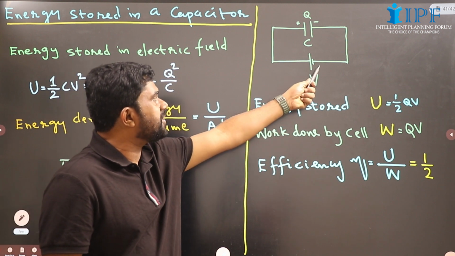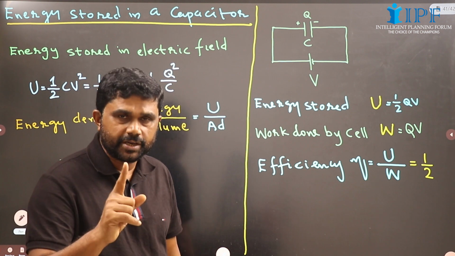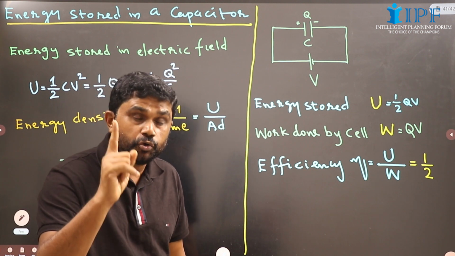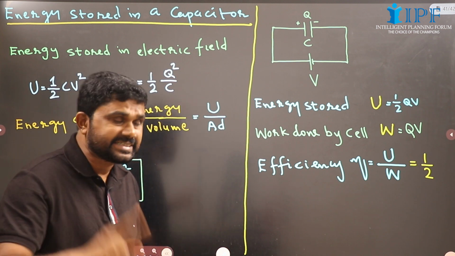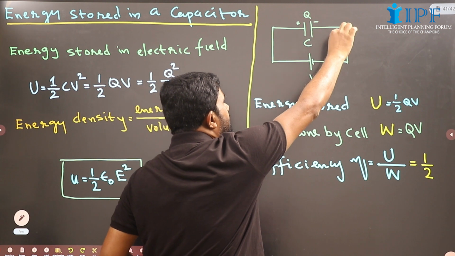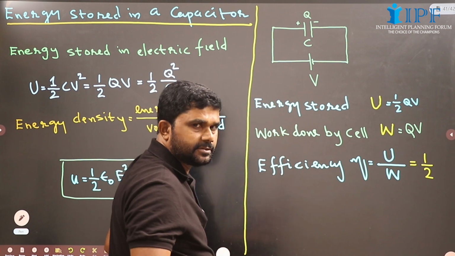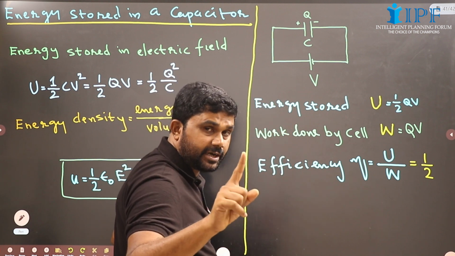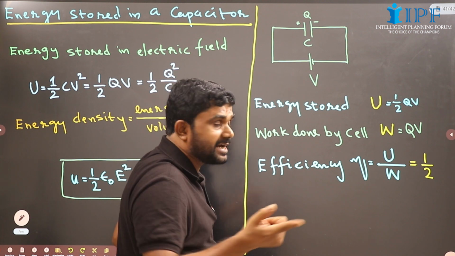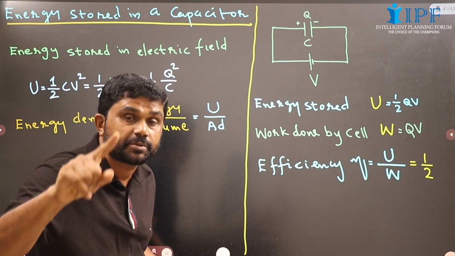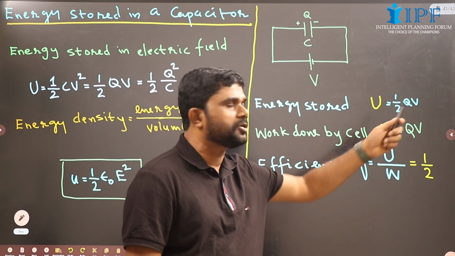The potential difference between the terminals of the cell is V. What does it mean? In order to take 1 coulomb of charge across the terminals, V work is to be done. But here the cell has taken Q charge from this plate across the terminals. So QV work must be done by the cell. Work done by the cell, W equal to QV.